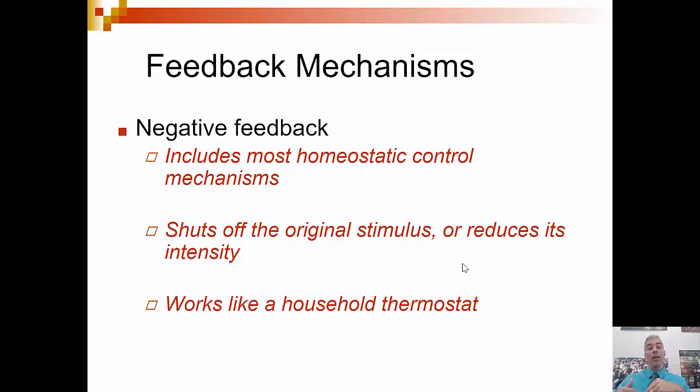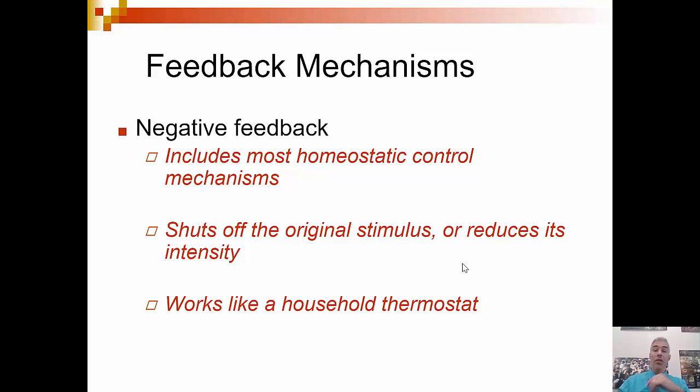Now, the common definition, which is the one here, I think it creates misconceptions. Okay, so what I'm going to want you to write in your notes is another definition. Okay, because I think it's easier to know. As opposed to shuts off the original stimulus, because it seems like it's something rises and then brings it back down. It could also fall and bring it back up. So I think a more appropriate definition is, for negative feedback, set point. If you deviate from the set point, you bring it back to the set point.